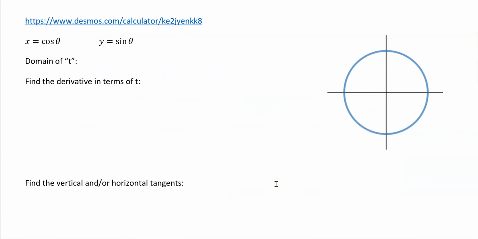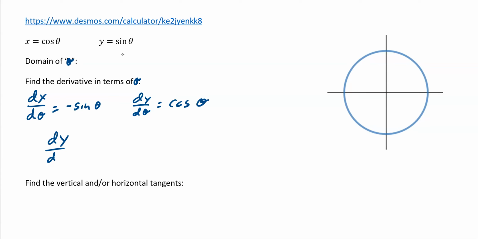All right, let's try another one. So here we have x equals cosine and y equals sine, which gives us our circle. We showed that before. And our t here is not t, it's theta, so I've got to change that to theta. There we go. We can use any parameter we want. So now we would get dx/d theta is equal to negative sine theta, and dy/d theta would be cosine theta. So our dy/dx is going to be cosine theta over negative sine theta.